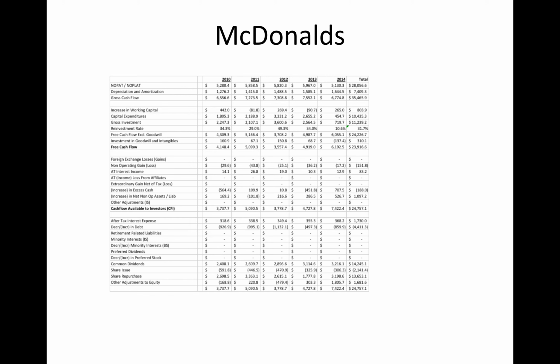Right? So with this in mind, 4 parts of CFI. Operating, which is called free cash flow, plus non-operating equals CFI, and that equals debt and equity. The first thing that we do, we've got to analyze all 4 sections, is we start with free cash flow. And we can see that for McDonald's, their free cash flow over the last 5 years was $23,916.6 million. All right? That tells you something.